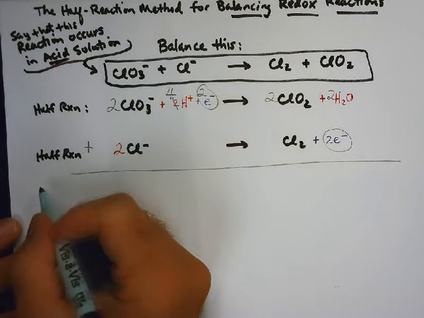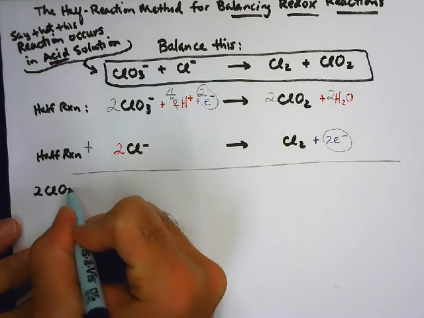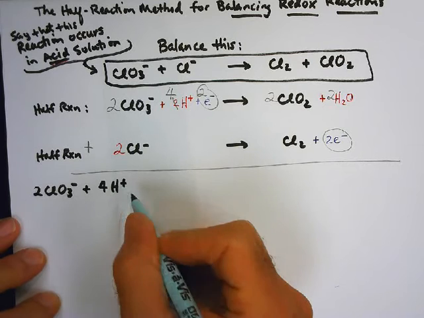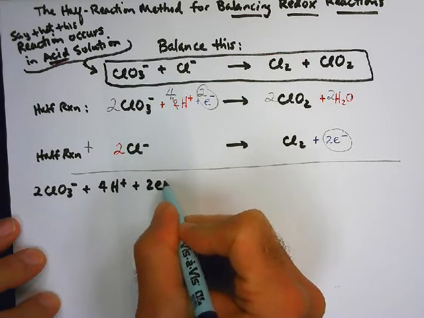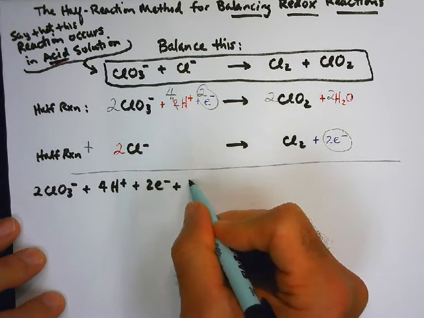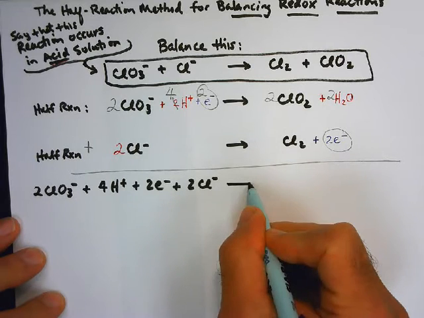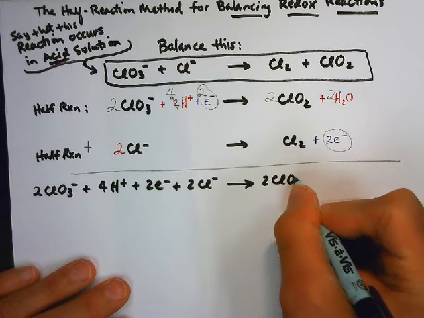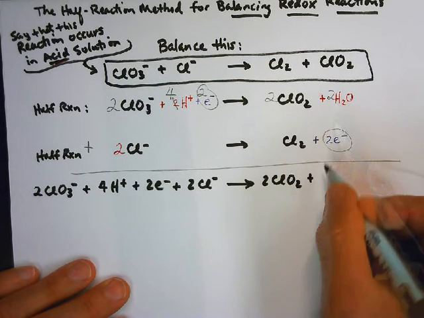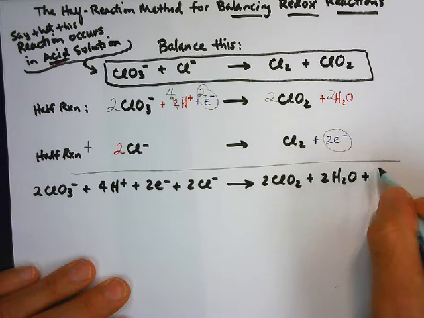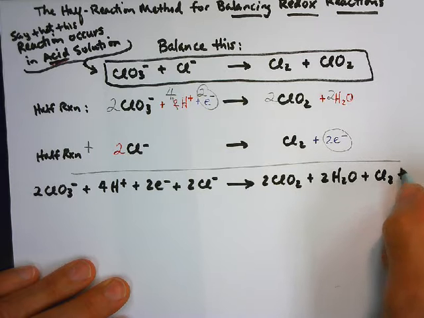So we have 2 ClO3 negatives, plus 4 H pluses, plus 2 electrons, plus 2 chloride ions, equals, or arrow, 2 ClO2s, plus 2 H2Os, plus Cl2, plus 2 electrons.